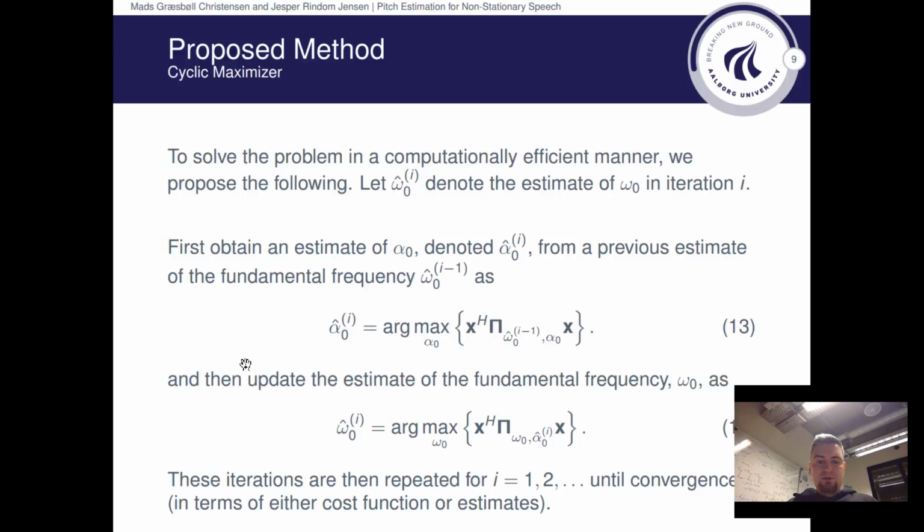And then once we've done that, we move on to estimate the fundamental frequency omega 0 using the same principle, but now we keep alpha 0 fixed. So we plug in the estimate of alpha 0 that we just obtained, which we call alpha hat 0 at iteration i, and then we again maximize the projection energy here. And then of course we continue this estimation back and forth, finding the chirp rate, finding the fundamental frequency, until we have convergence. And you can do this in terms of convergence of the cost function we have here, or in terms of the estimated parameters.